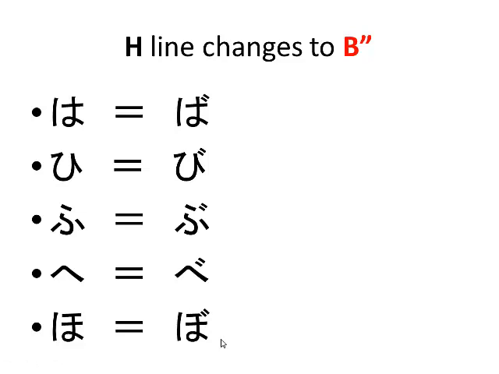The H line. H lines go to a B sound. So ha becomes ba. Hi becomes bi. Fu becomes bu. He, be. Ho, bo. Ba, bi, bu, be, bo.